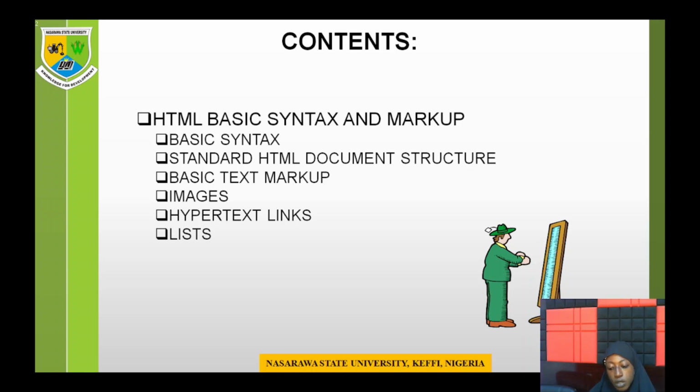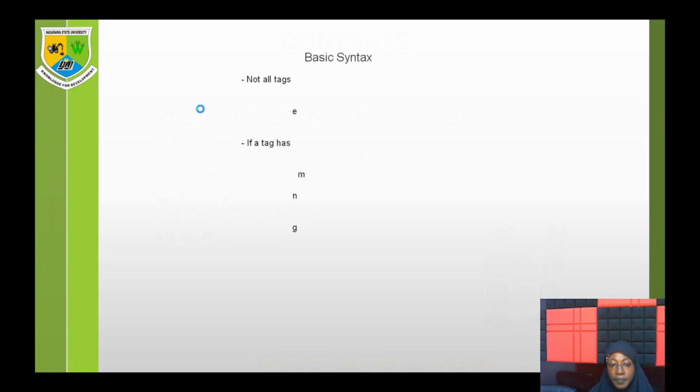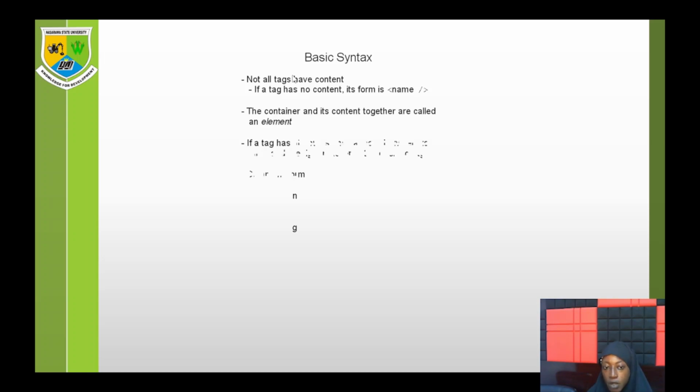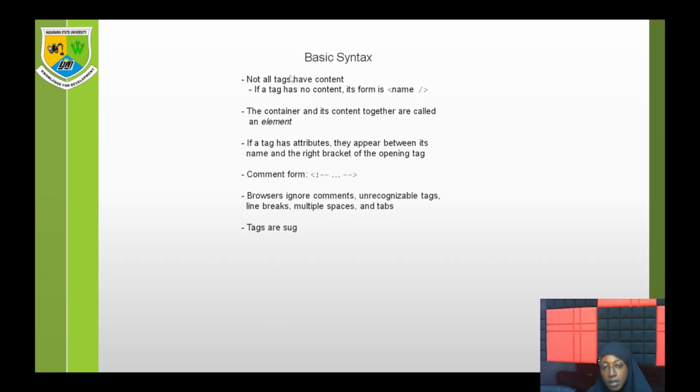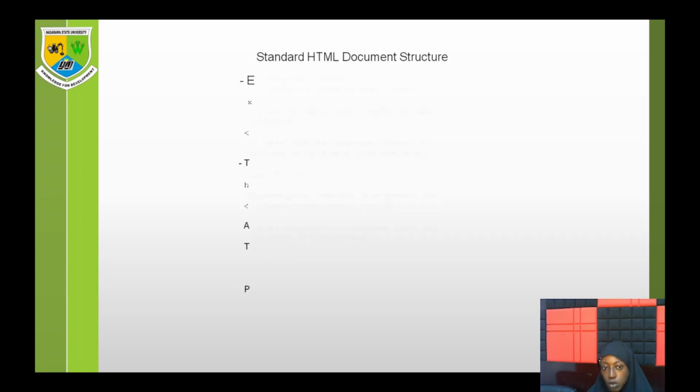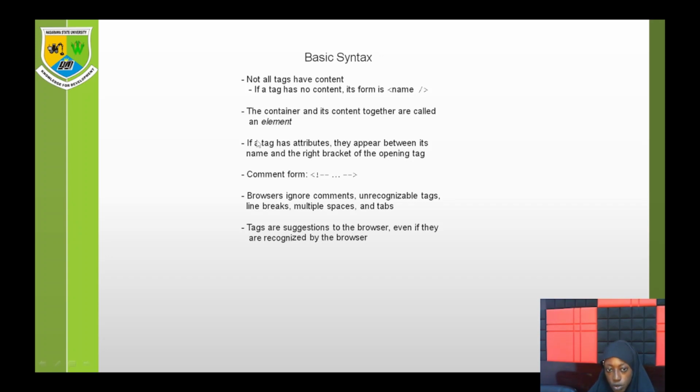So let's go into the basic syntax, which is the next thing. Here you can see not all tags have contents. If a tag has no contents, its form is name. The container and its content together are called an element. These are things we've said last time. We talked about elements, tags, and attributes in our last class. So elements, tags, attributes, the same thing. The container and its contents together are called elements.